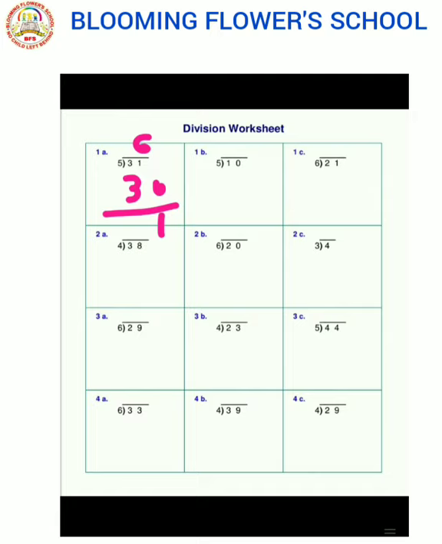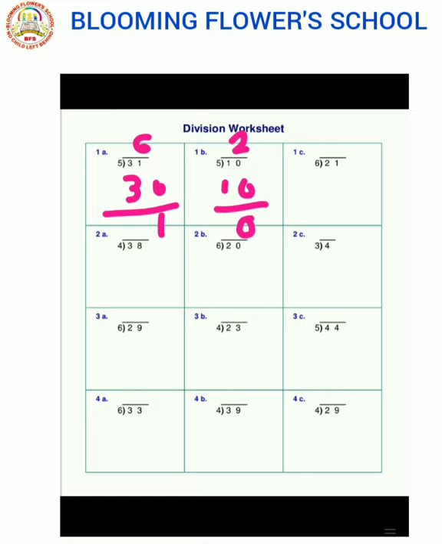Next, 10. See, 10. 5 ones are 5, 5 twos are 10. So children, this is completely divided by 5, which means there is no remainder. Okay. Now next one, 21. 21 needs to be divided by 6. So go for the 6 tables.